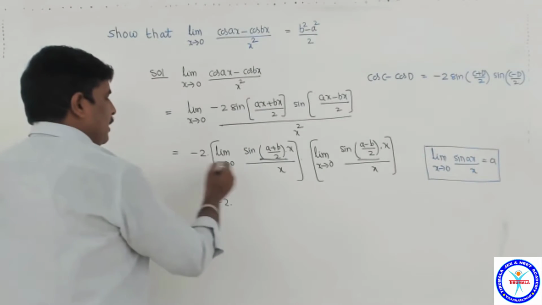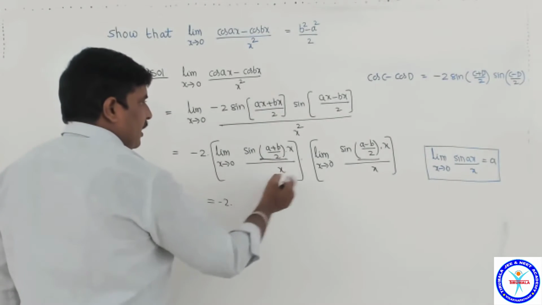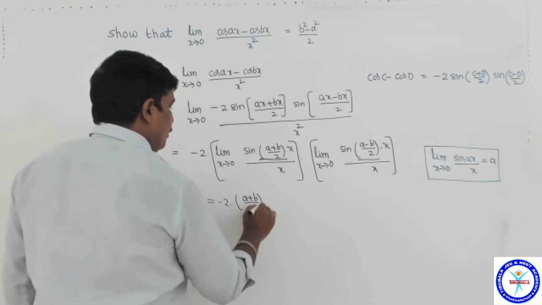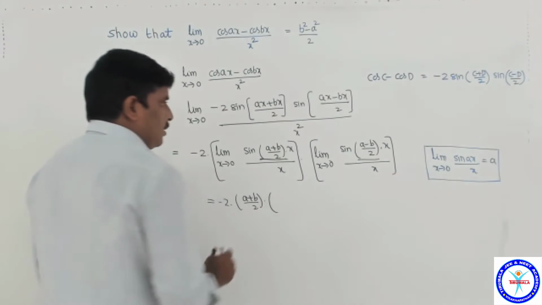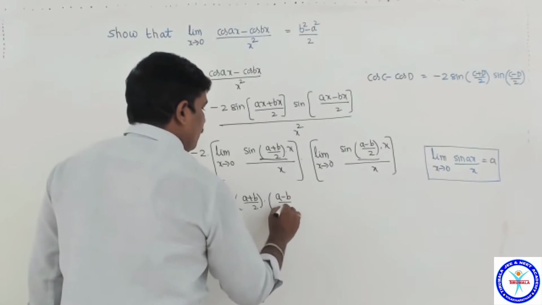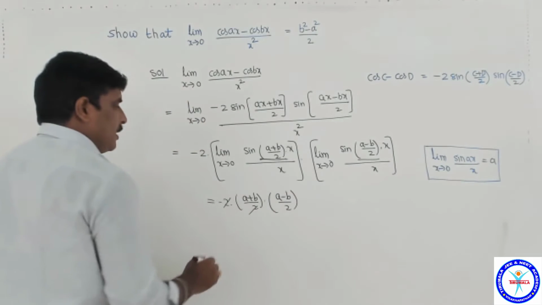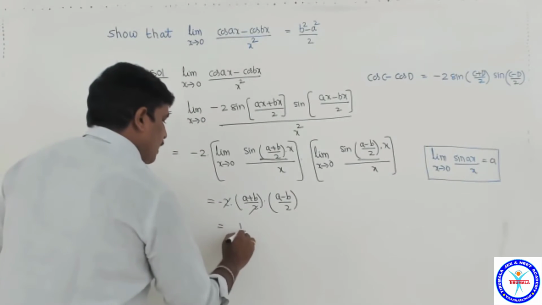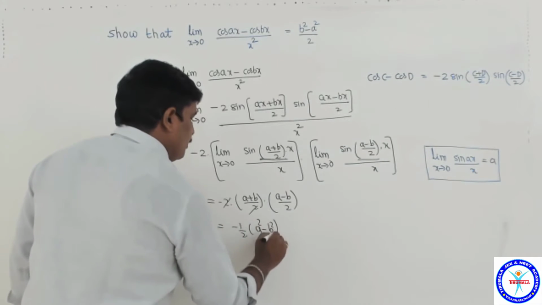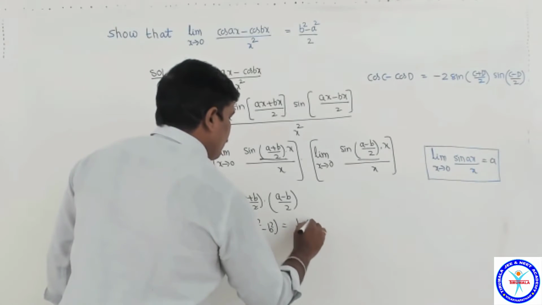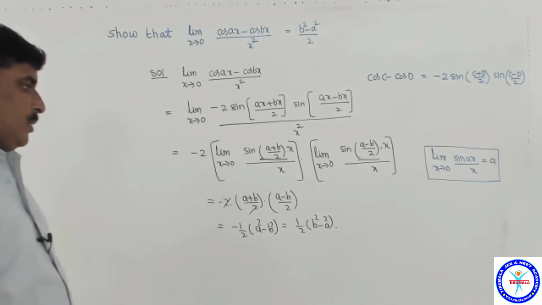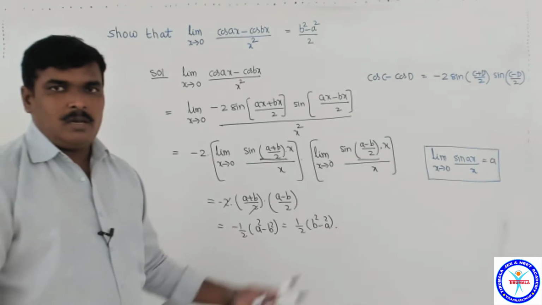That's why minus 2 into sin ax by x gives a, so (a plus b) by 2 into, here also, the value is (a minus b) by 2. These two values are cancelled, equal to minus 2 into 1 by 2 into 1 by 2, (a plus b) into (a minus b), that is a square minus b square, equal to 1 by 2 into (b square minus a square). Okay.